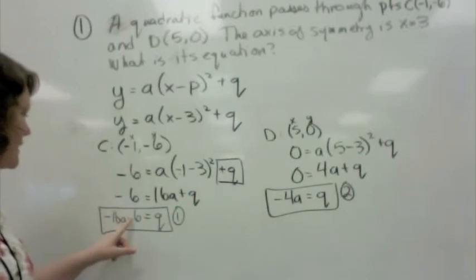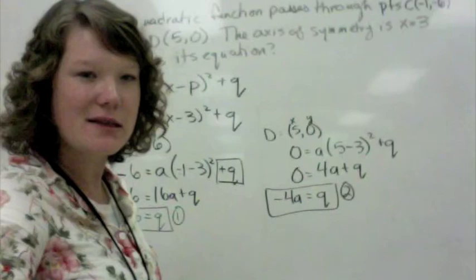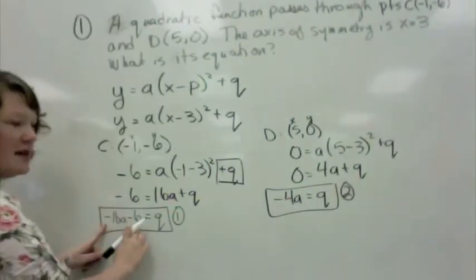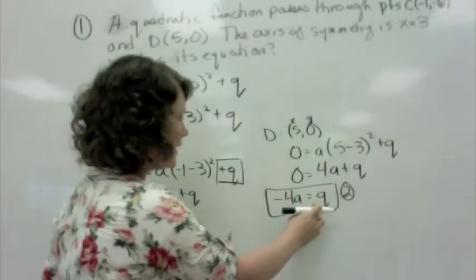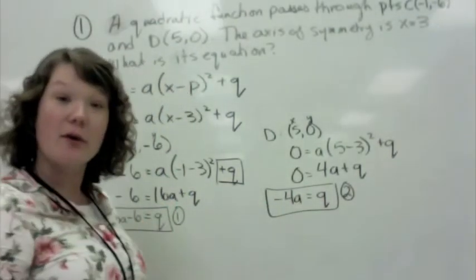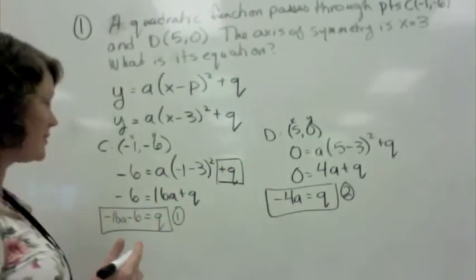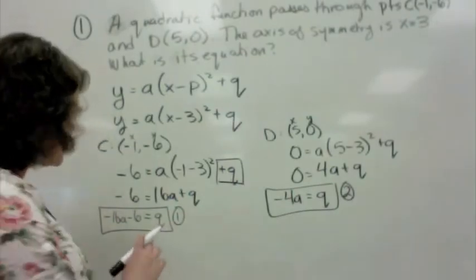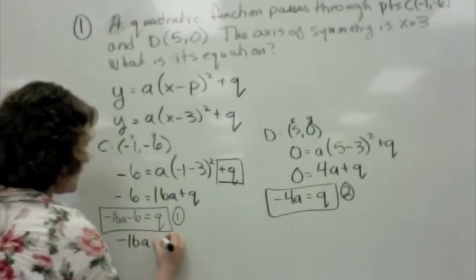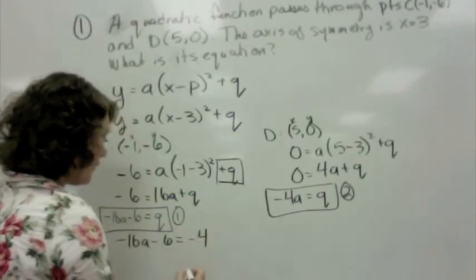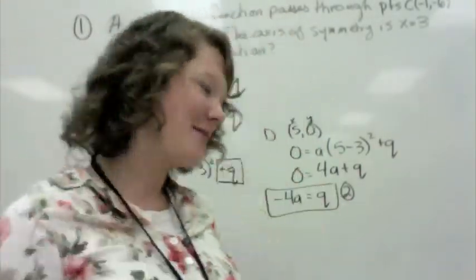So if q equals negative 16a minus 6 and q also equals negative 4a, it means that negative 16a minus 6 equals negative 4a, because they both equal q. So I'm going to set these two sections of the two equations together because they both equal the same thing. So I'm going to say negative 16a minus 6 equals negative 4a. Guess what? One equation, one unknown, we can do it!